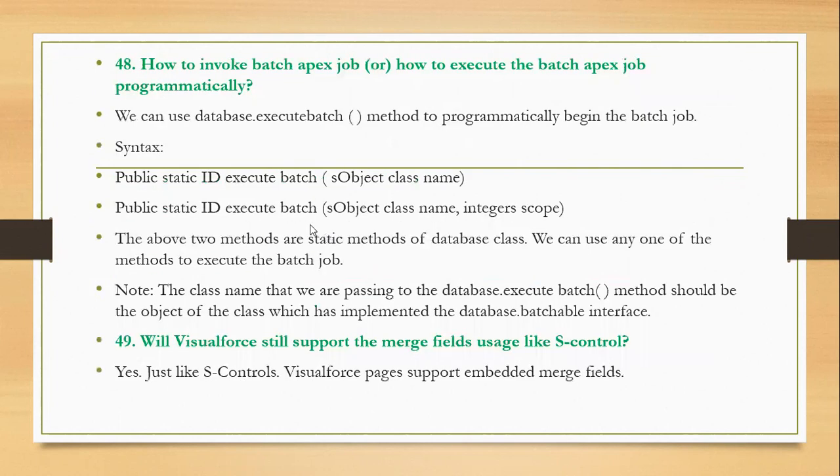Next question: how can you invoke a batch Apex job, or how do you execute batch Apex jobs programmatically? We can use the Database.executeBatch method to programmatically begin the batch jobs. Syntax: public static Id executeBatch(Object className) and public static Id executeBatch(Object className, Integer scope). The above two methods are static methods of the Database class. We can use either of these methods to execute the batch jobs.